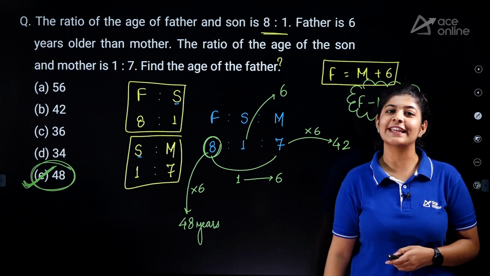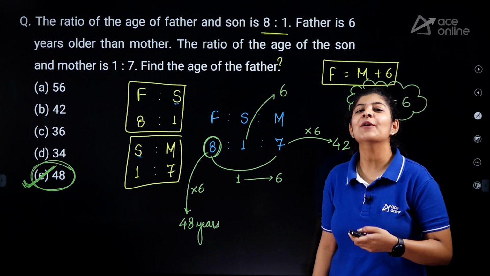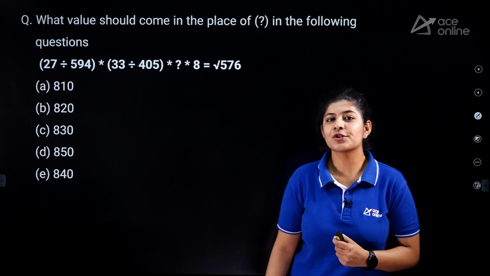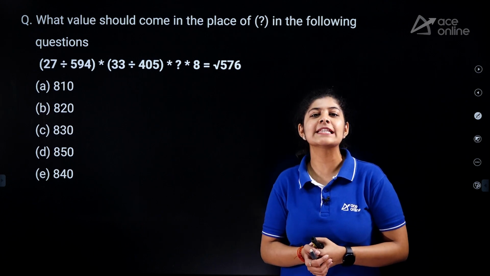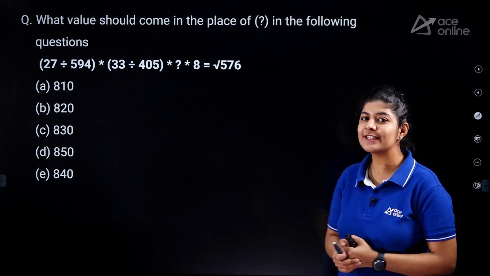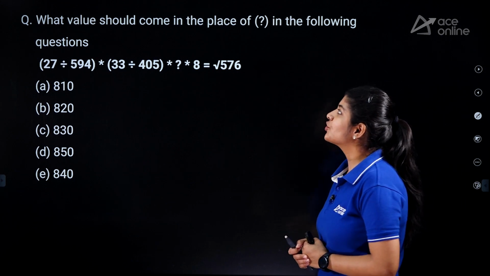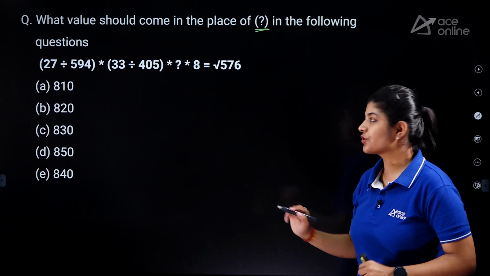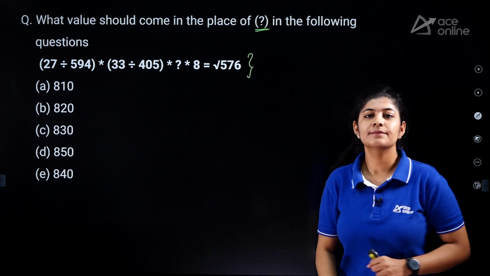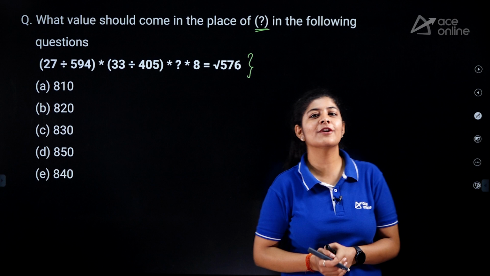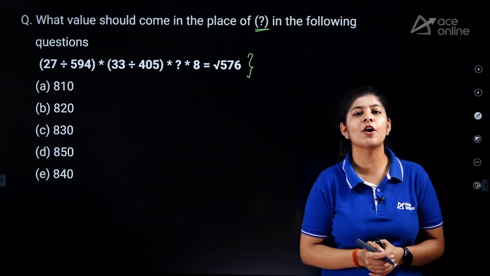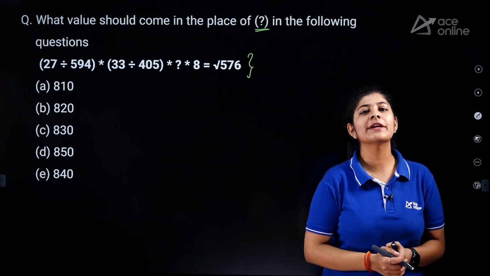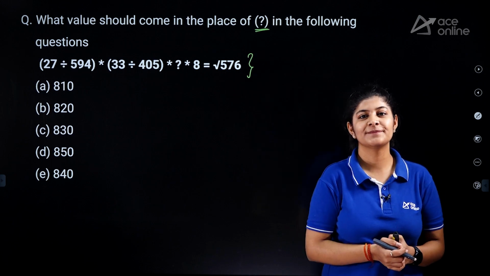Now let's move on to the next question and see how we are going to attempt it. Here we have a question from the concept of approximation, or simplification. The question says: what value should come in place of the question mark in the following expression? Again, I am giving you a time of 20 to 30 seconds. Just try to find the correct answer.